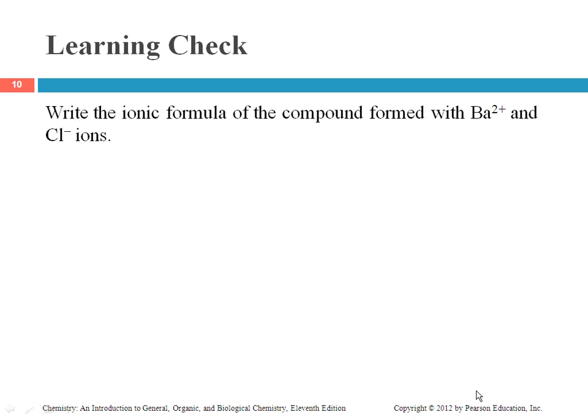Now I want you to write the ionic formula of the compound formed when barium and chloride ion form an ionic bond. So we have barium 2+. We get that 2 from the periodic table because it is in group 2 and it's a metal, so it has a positive charge. We have chloride, which is in group 7, so it just wants to gain 1 electron to be like argon, so it has a -1 charge.